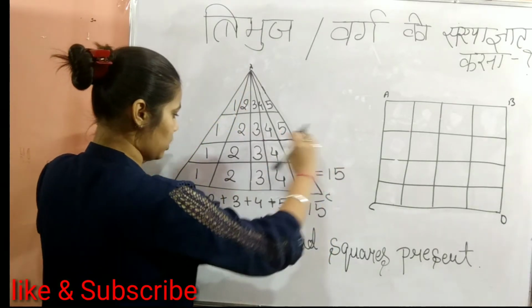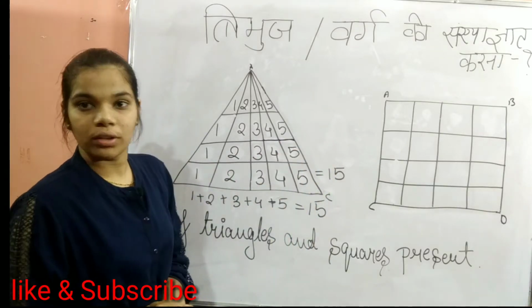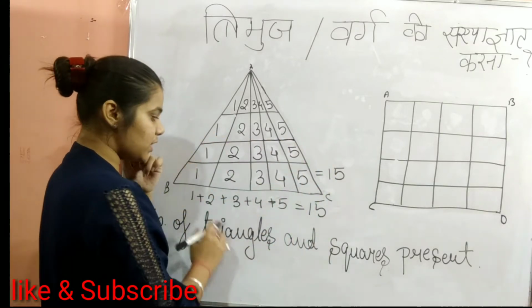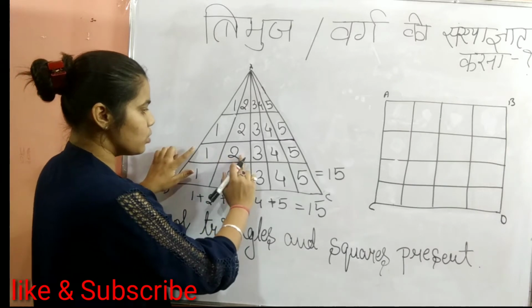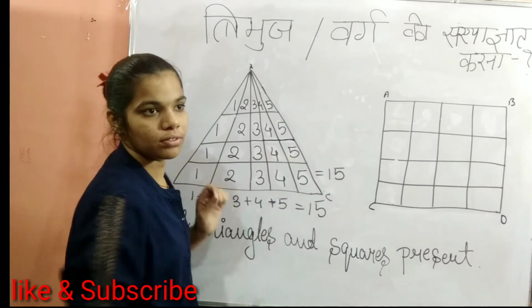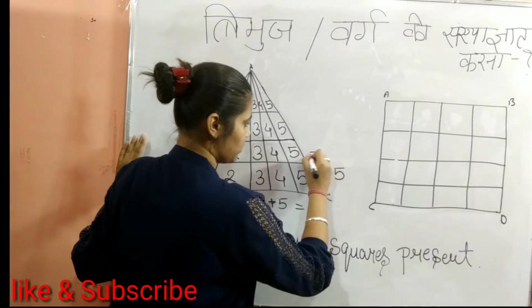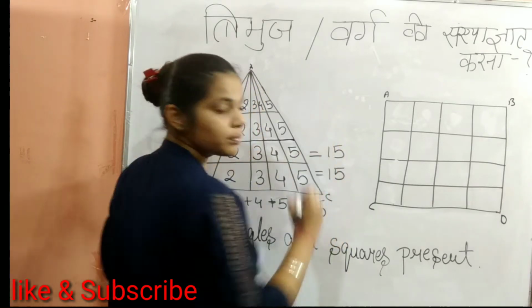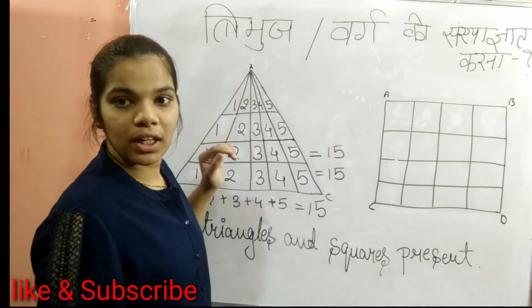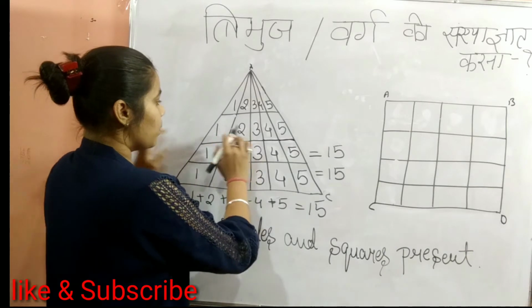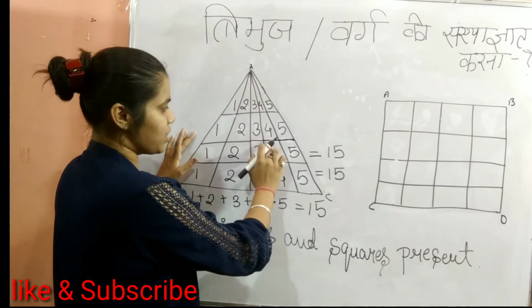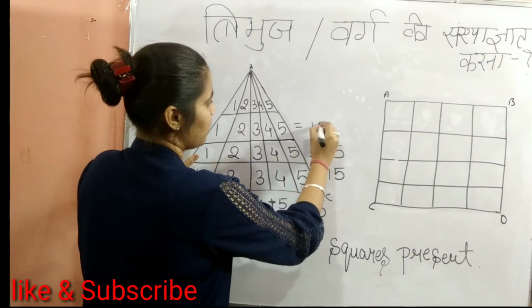Now for the next column, again we are going to do the same process. So 1 plus 2 plus 3 plus 4 plus 5. What does that mean? It's again 15. Let's proceed with the third part. 1 plus 2 plus 3 plus 4 plus 5, 15.